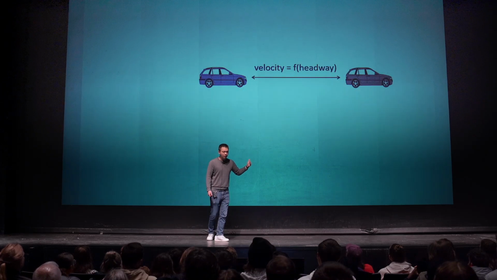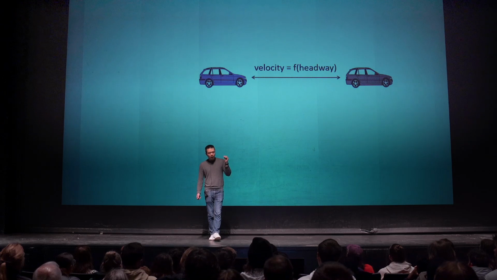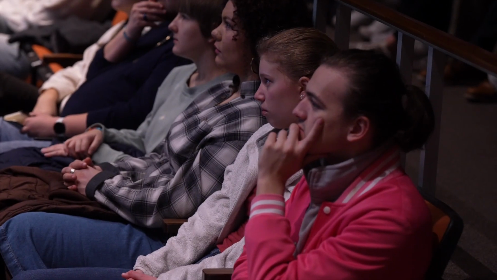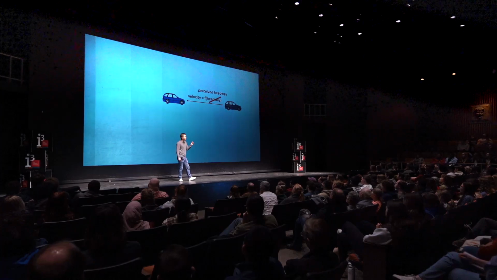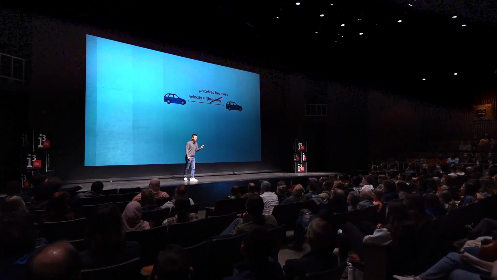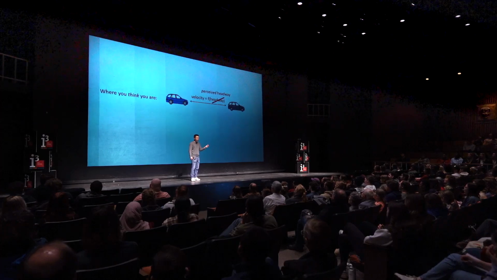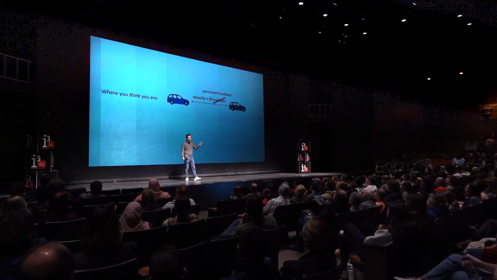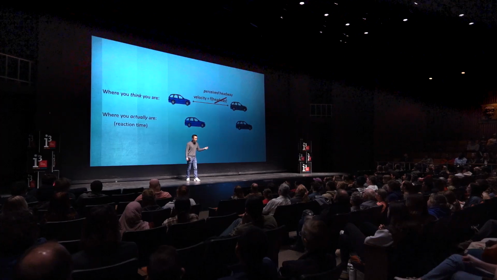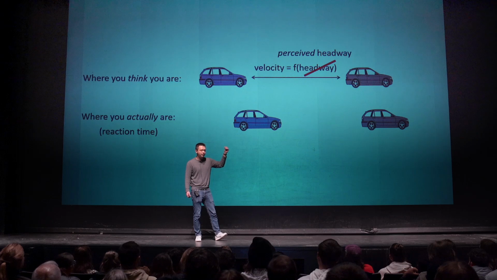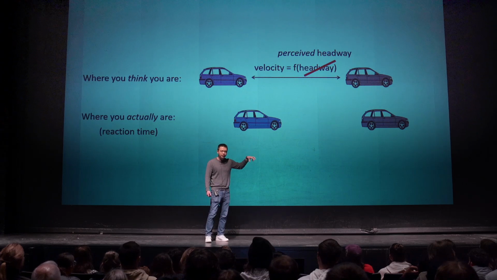So where's the jam coming from then? In reality, your velocity is not a function of headway. Instead, it's a function of what we call perceived headway. What is perceived headway? It's the headway based on where you think you are. But because everyone has finite reaction time, this is where you actually are. And if you're driving at a different velocity than the driver in front of you, then the perceived headway will be different than the actual headway.